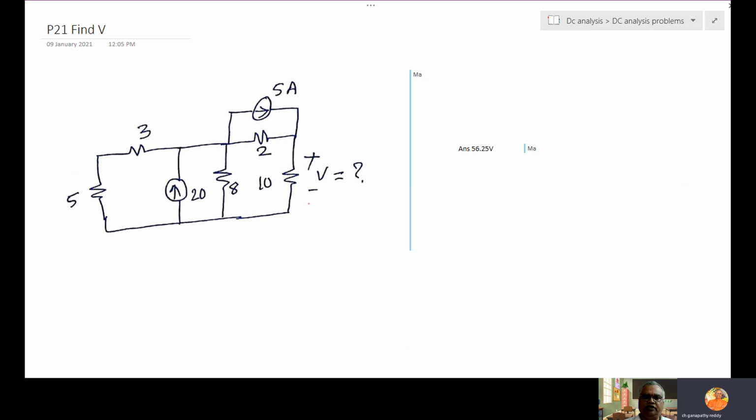This is another problem. Find V. More than one source is there. So here 5 and 3 are in series. 5 plus 3, 8. This 8 and this 8 are in parallel. So 8, 8 parallel means what is the equivalent? 4. So I can draw this value as 4 and the current of 20 amps.